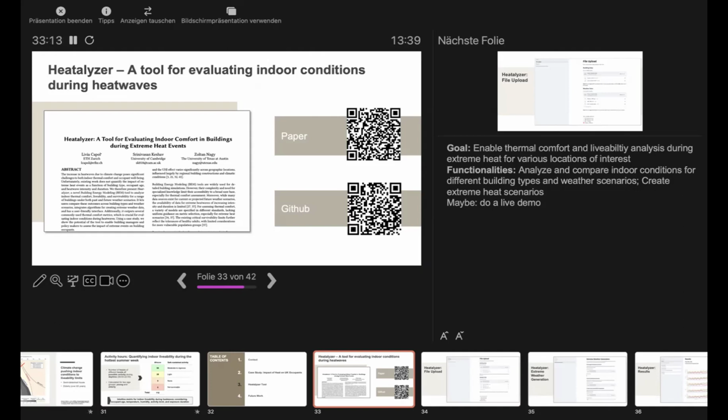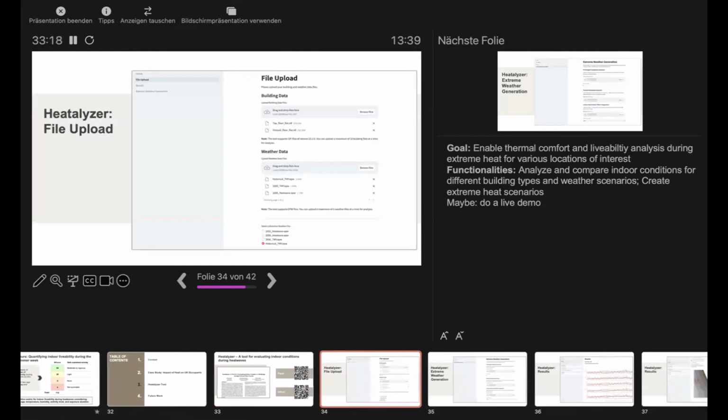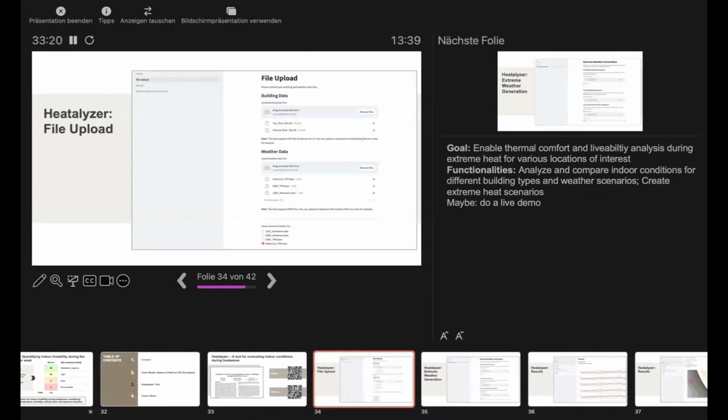There are three main sections in the tool. The first one is to upload your files. As you may remember from my simulation pipeline, the first step was the input, so you have the building data and the weather data, and this is also what you would upload here. Then you can make some specifications for the outputs and just click on simulate, and it will run the simulation and analysis and provide you with the outputs.